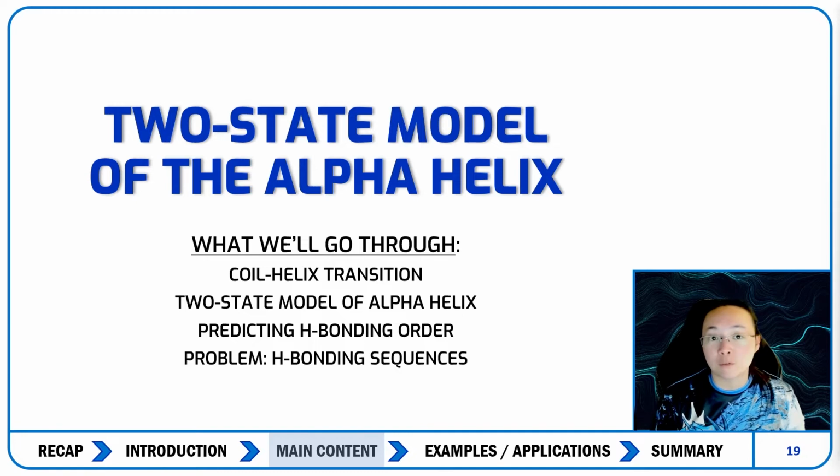There are going to be several models that we present, some that are visual, some that are mathematical. So the next few sections will be quite long. First off, we're going to start with the two-state model of the alpha helix. We want to explain something called a coil-to-helix transition, and then use that knowledge to be able to predict the hydrogen bonding order of an alpha helix. At the end of this, we'll present a sample problem for hydrogen bonding sequences.